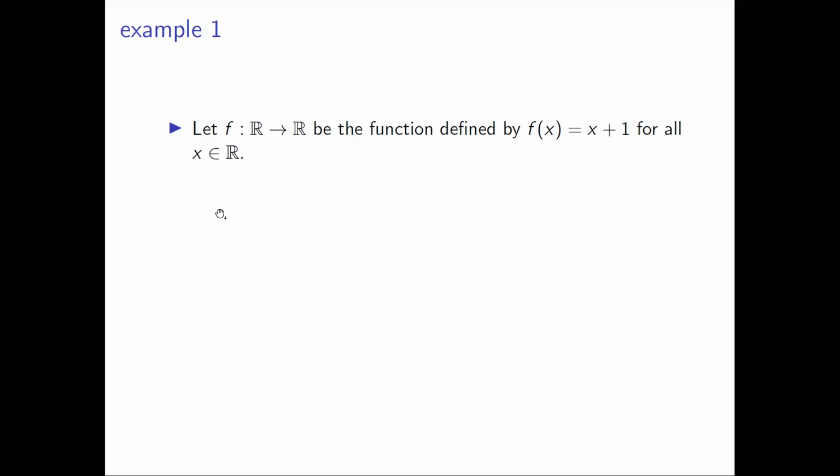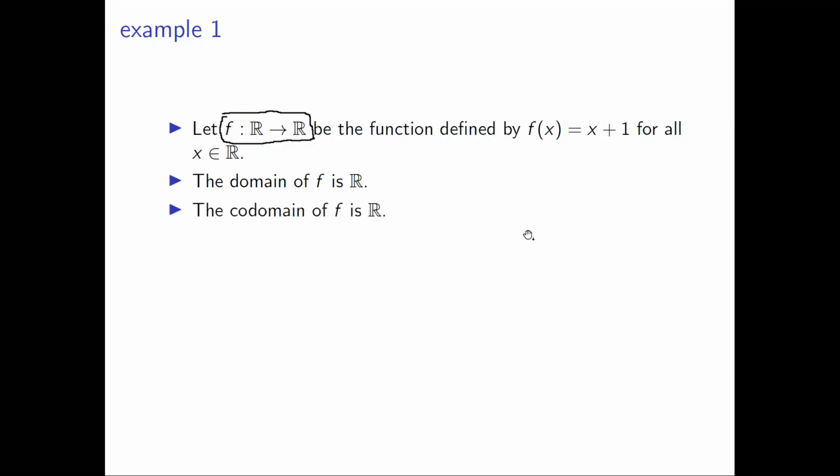So first, let f be the function defined by f of x equals x plus 1, and suppose we have f from the reals right arrow to the reals. So let's quickly go through what the domain, the codomain, and the other terms are. The domain is the set on the left, the real numbers. And the codomain is the same, because both sets on the left and right are the real numbers.